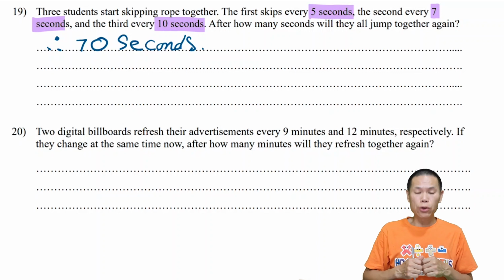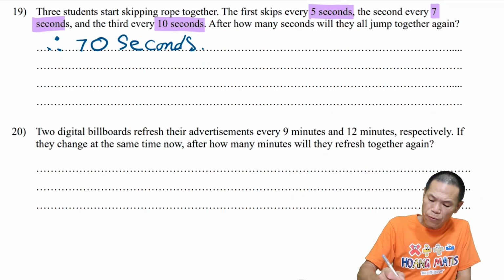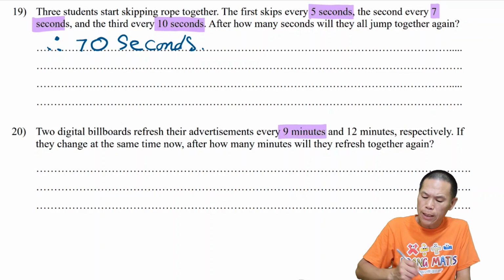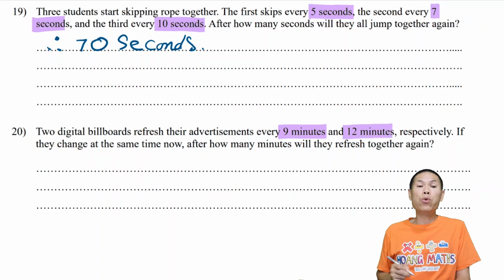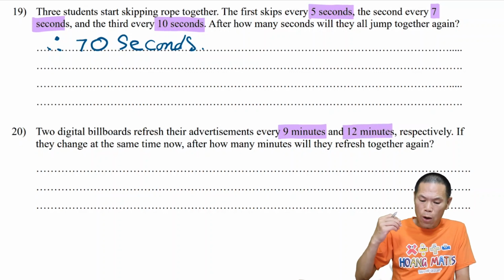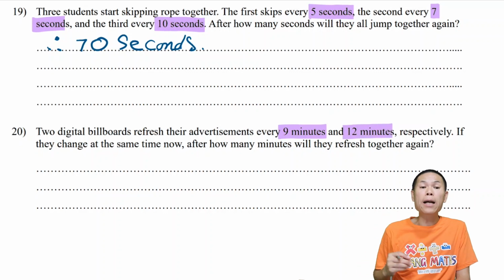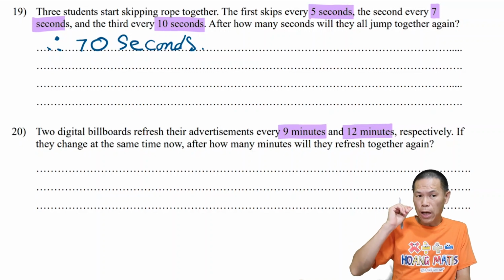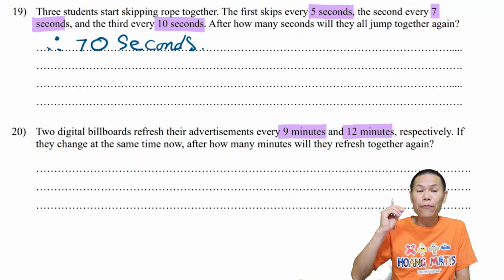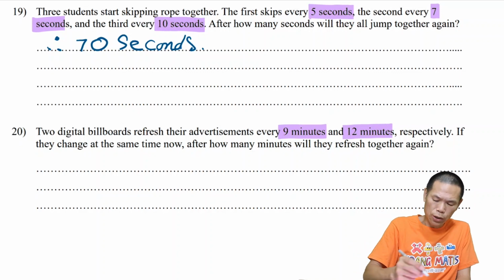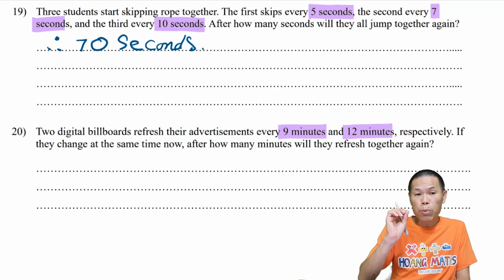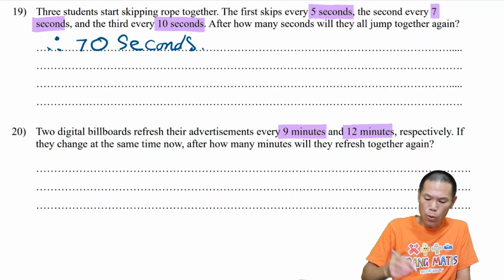Question 20. So we know that the 2 billboards refresh. One every 9 minutes and the other every 12 minutes. So we need to work out how many minutes later they refresh at the same time. So multiple of 9 and 12. So common multiple of 9 and 12.